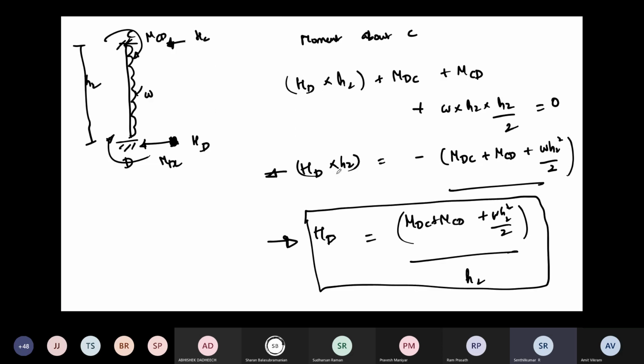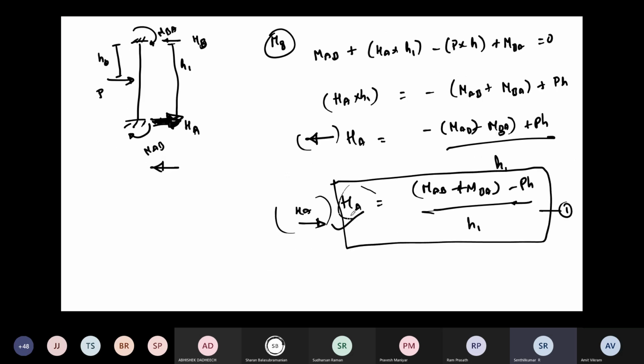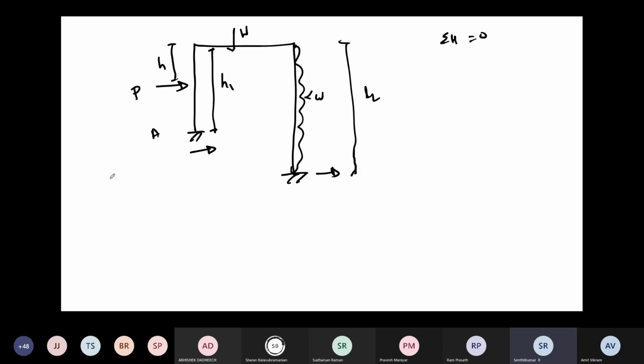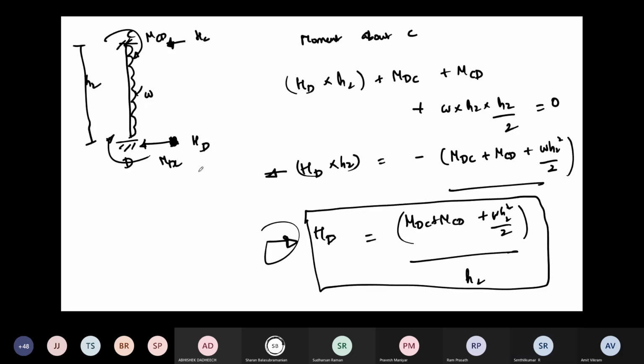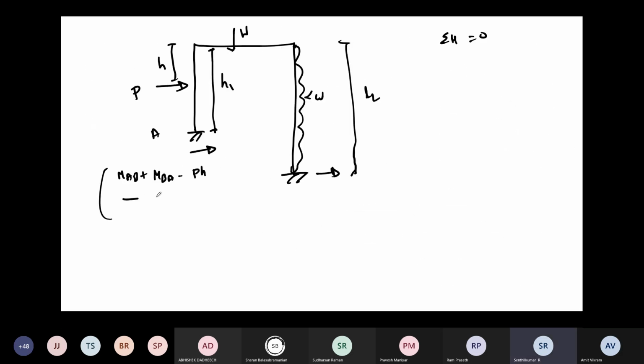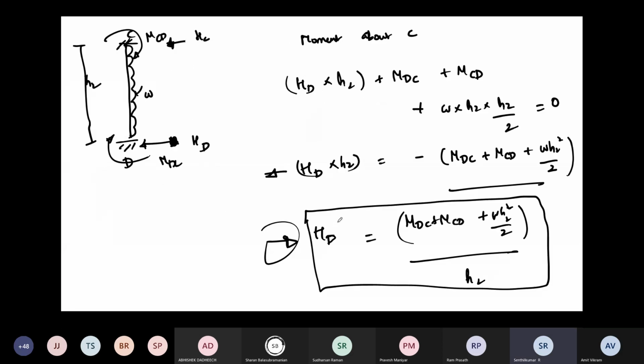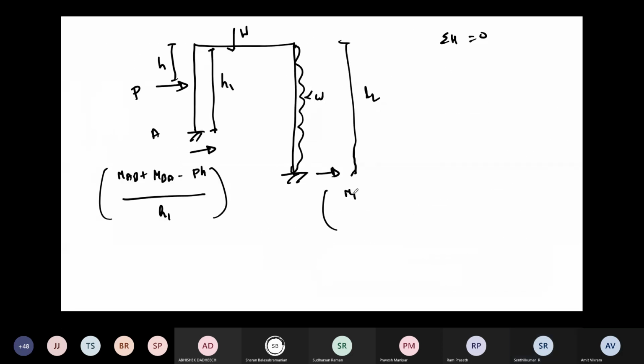So HA is in this direction, this is the direction I have put. So what is my HA? HA will be MAB plus MBA minus P into H divided by H1. Here the HD value is MDC plus MCD plus WH2 square by 2 divided by H2. So these are the directions, right?